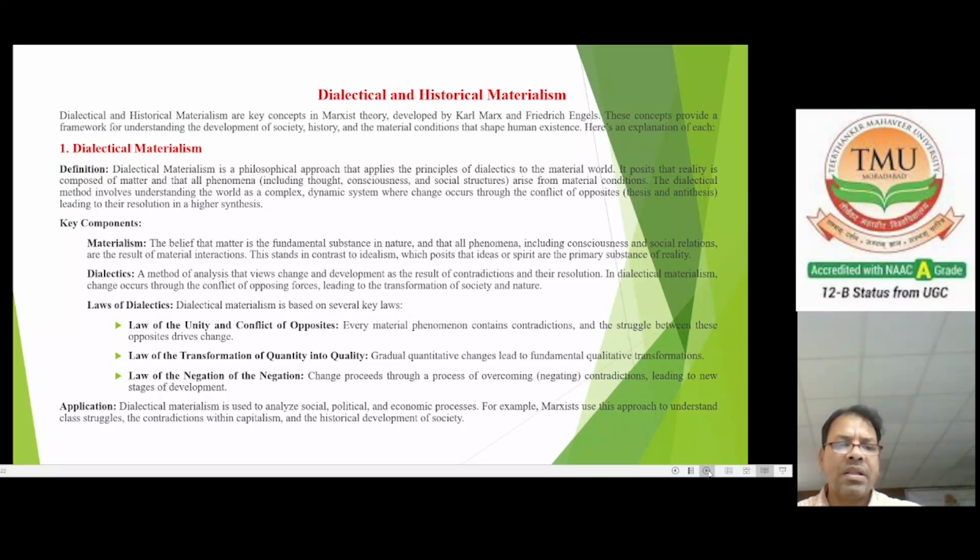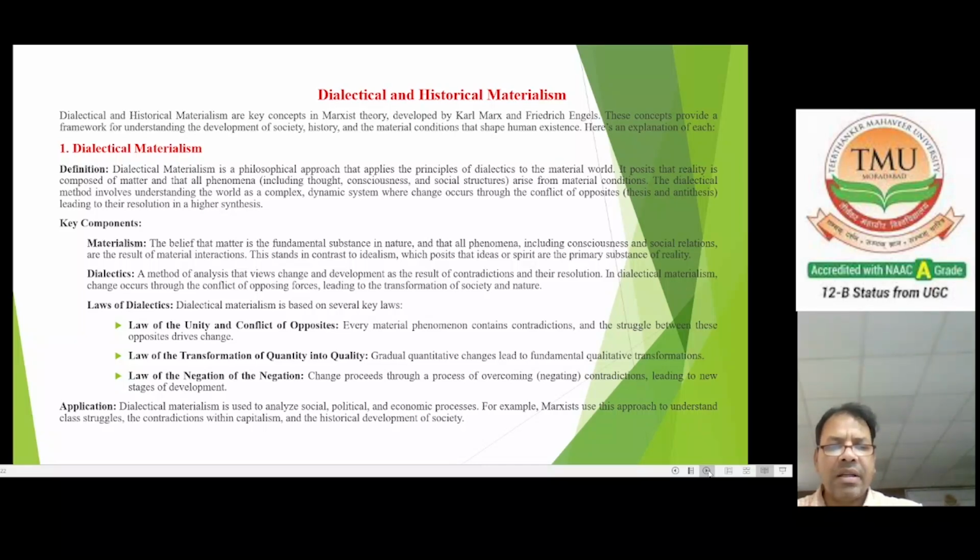And the laws of dialectics: dialectic materialism is based on several key laws. First is the law of the unity and conflict of opposites. Every material phenomenon contains contradictions, and the struggle between these opposites drives change. Second, the law of the transformation of quantity into quality. Gradual quantitative change leads to fundamental qualitative transformations. And third, the law of the negation of the negation. Change proceeds through a process of overcoming contradictions, leading to new stages of development.